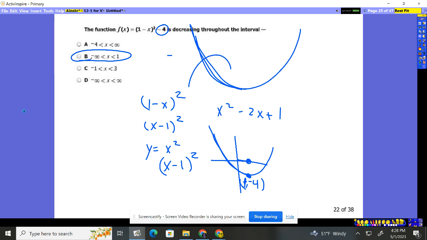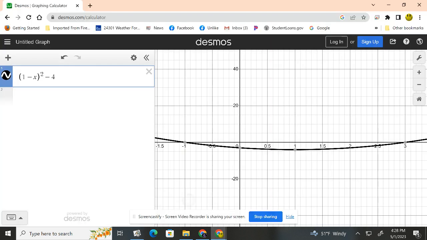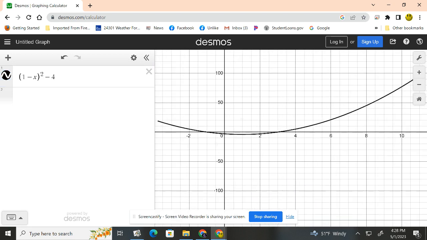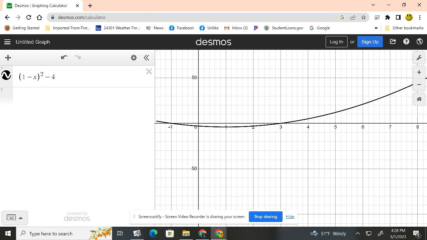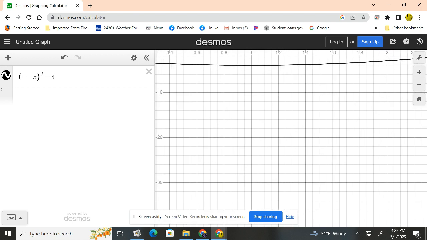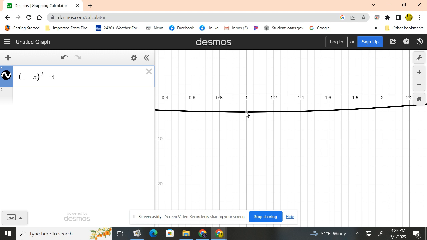Now, if we go look at the graph, we could go graph it. I did. Here it is right here. We graphed it. Notice if we take a look, we can see, okay, it's swinging in down here. And we can see that it's sort of its main spot right here at where? 1, negative 4. So it's decreasing from negative infinity all the way till it gets to 1.